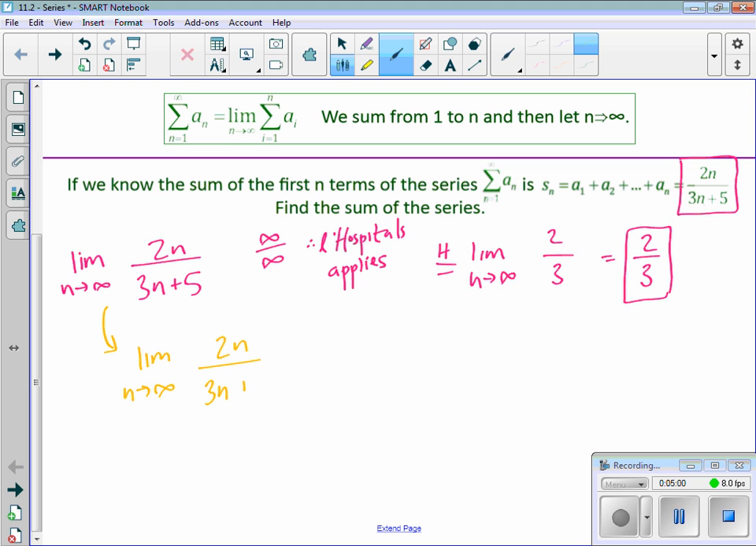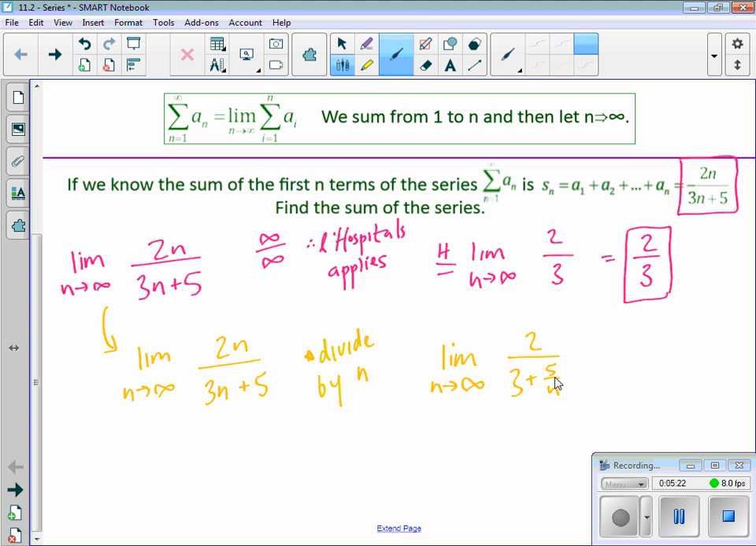So n is our highest power. And if you divide everything by n, so I'll just write a little note here, divide by n, then you just get your limit as n goes to infinity, and we just get 2 over 3 plus 5 over n.